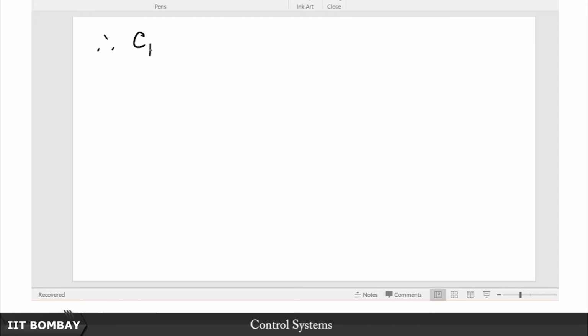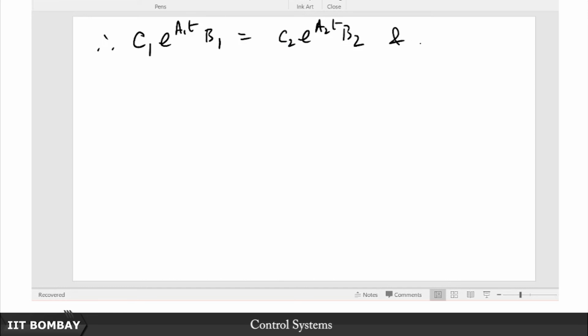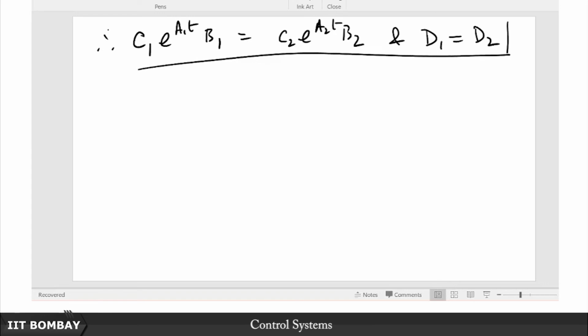So therefore C1 e to the power a1 t b1 must be equal to C2 e to the power a2 t b2, provided that they lead to the same transfer function, and of course earlier we have proved this. And d1 is equal to d2. So if you have the same transfer function obtainable from two different state space realizations, irrespective of whether those state space realizations agree in size or not, this is a generic result, always true.